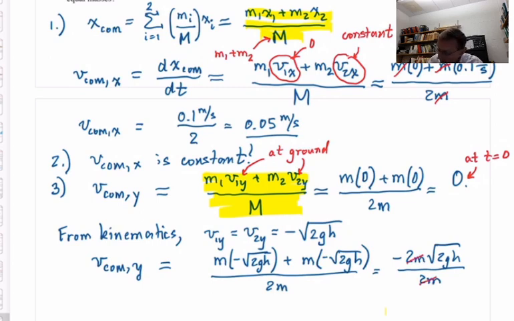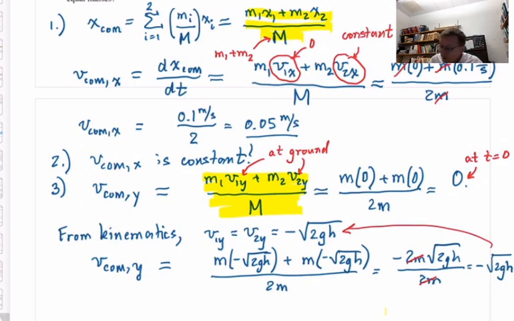Well, look at that. There's a 2m in the numerator and a 2m in the denominator. So the final answer for VCOM y component, just as the 2 particles reach the ground, is negative square root of 2gh. The same as what the individual particles' velocities were. That's because the particles have equal mass.